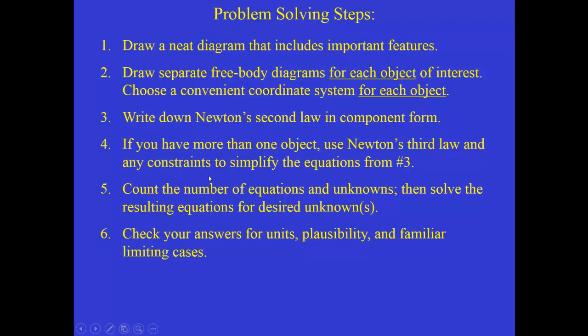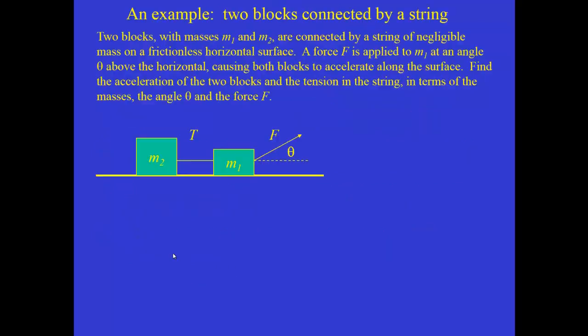Fifth, count the number of equations you have and the number of unknowns. If you have the same number of equations as you do unknowns, then you have enough information to solve the problem. And finally, once you get the solution, we'll always check the answer for units, for plausibility, does it make sense, and for familiar limiting cases. There may very well be an angle, theta, in the problem, and so we might be able to check to see if the answer makes sense in limiting cases where theta goes to 0 or theta goes to 90 degrees.